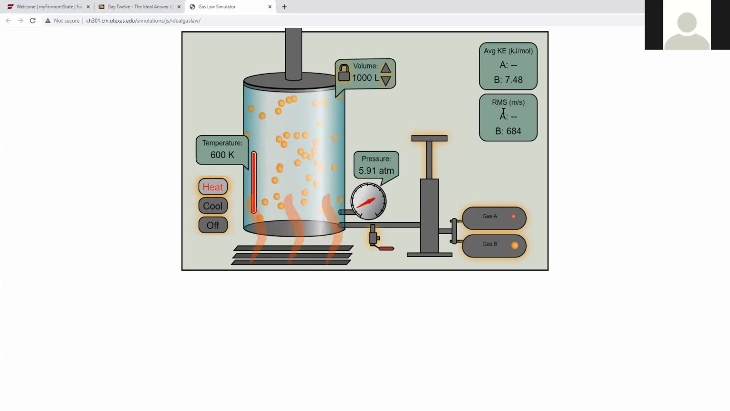And I did attach this little website here, this little simulation to your Blackboard. So you can go in and take a look at it, play around, just to kind of help remind you of what's going on.